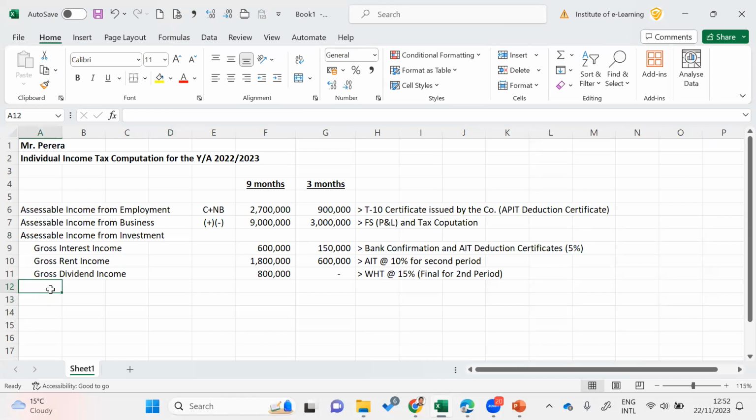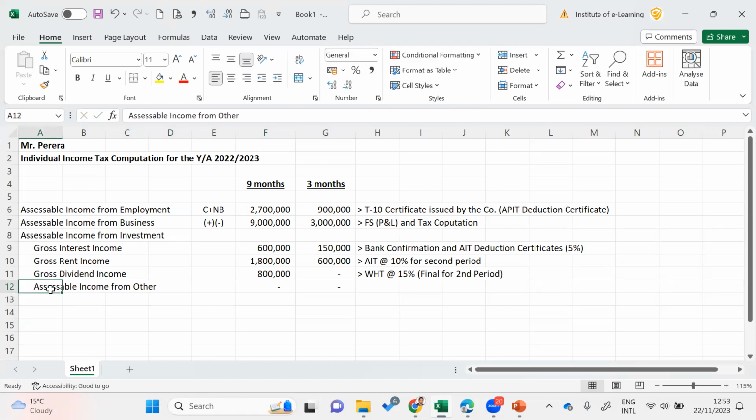These things are very common. All persons will get this type of income. Other than that, you might get assessable income under investment such as capital gain, winnings from lottery, royalty or premium. All these things will be there, but for the time being, I will take only these. Then the next one is assessable income from other. Anything we can't take under the above three, we call it others.